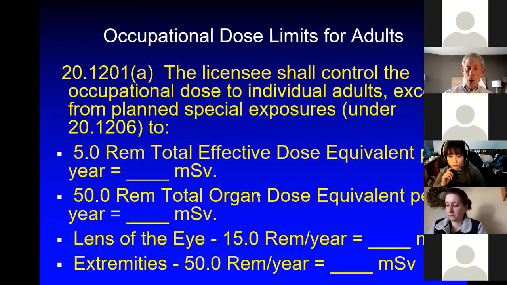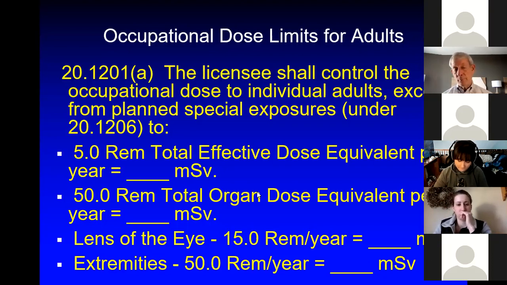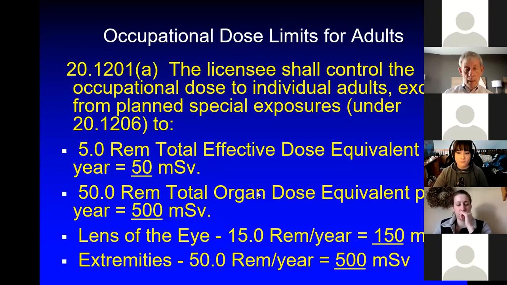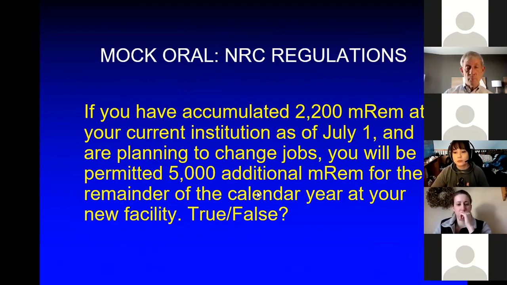50 rems for your internal organ dose or your hand dose. How many millisieverts would that be? 500. Good. That's 50,000 divided by 100 is 500. The lens of the eye is 15, so that would be 150. And then the extremities down on the bottom is 50, so that would also be 500. Okay, great. There are your answers to those.